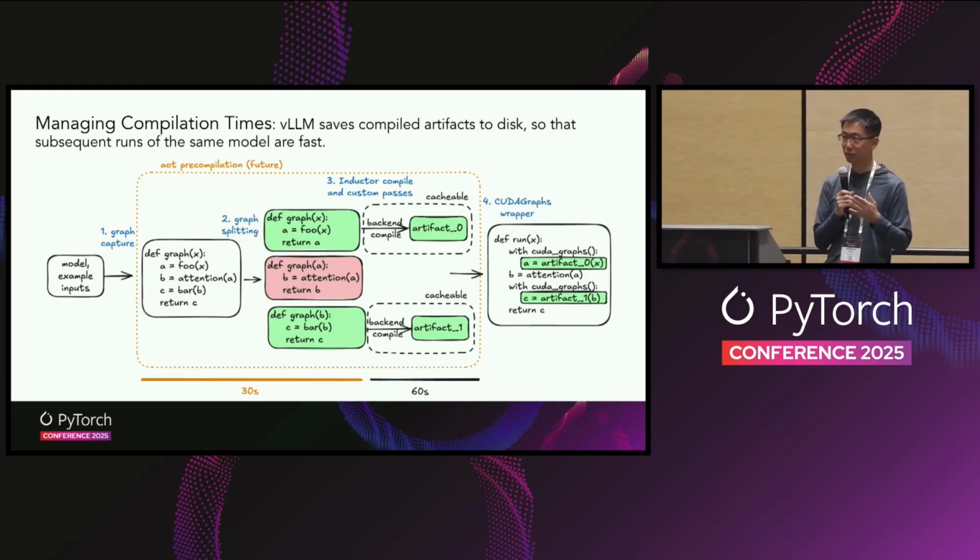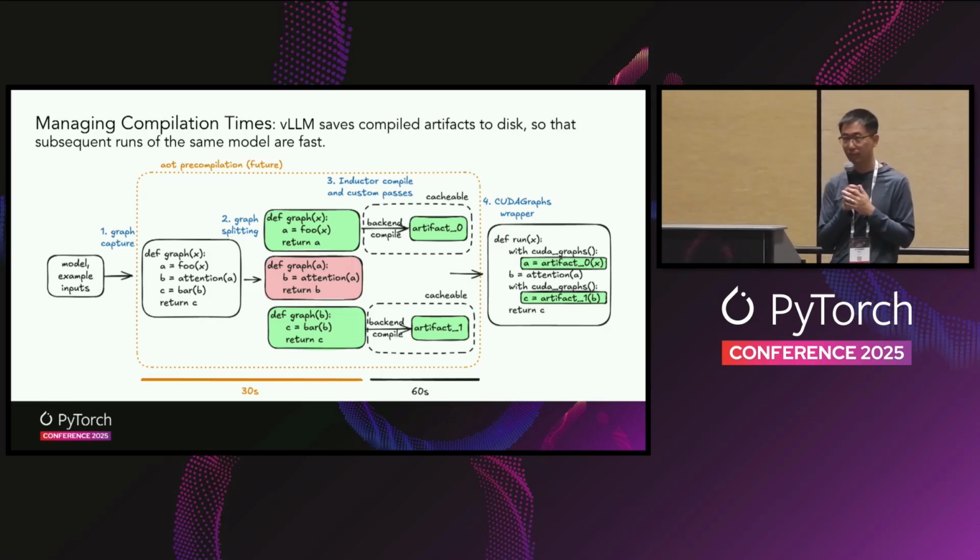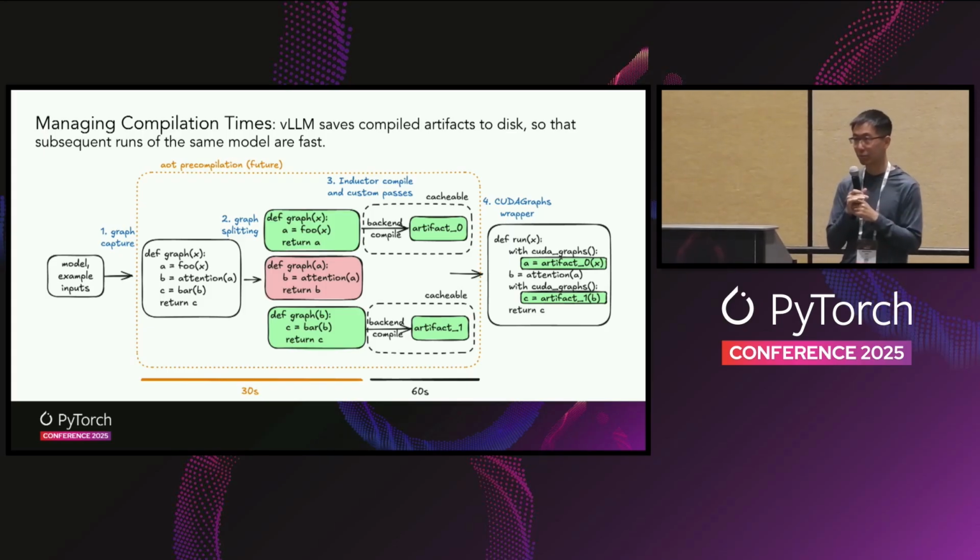Every time you start up a machine, even if you have run vLLM on this machine before, it still needs to do a front-end trace. It still needs to split your graphs. But at least the backend compilation is cached. The backend compilation is the largest part of the compilation time. For Llama 3.1 70B, it's around 90 seconds compilation. Backend compilation is 60 seconds. In the future, PyTorch is working on a new feature called AOT precompile that will let you cache even the front-end compilation pieces.